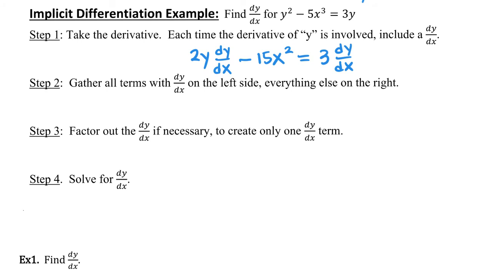Okay, now step 2. I'm going to gather all the terms with dy dx on the left side, everything else on the right side, because I'm trying to find dy dx. So let's isolate it. I'm going to keep the 2y dy dx on the left, subtract the 3 dy dx, and move the negative 15x squared to the opposite side, so now it'll be positive 15x squared.